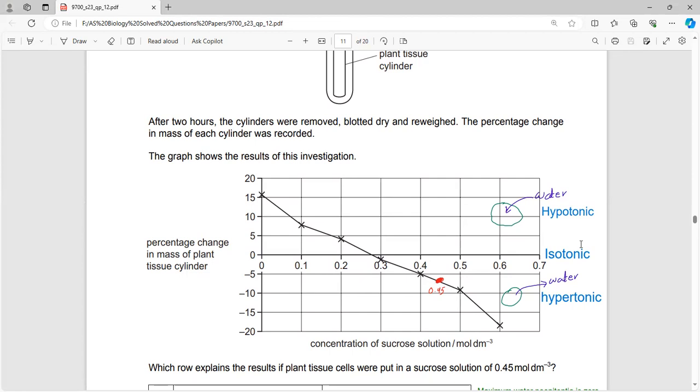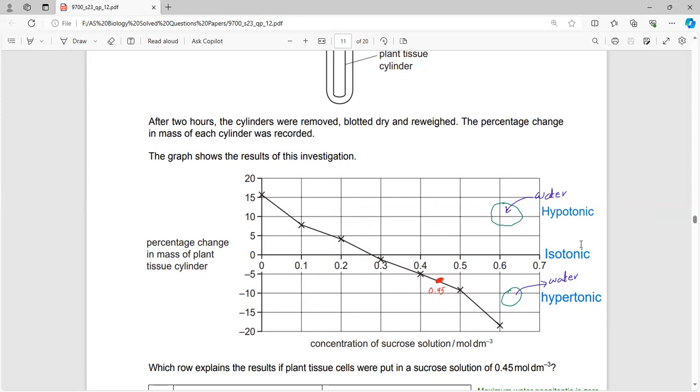If you increase the concentration of the sucrose from 0 to 0.1, then 0.2, then 0.3, the rate of inflow of water is decreasing, so the mass is also decreasing. But at the point where it crosses the middle line, this is the isotonic environment. In this environment, the concentration of salt inside the cell is equal to the outside, so there's no change in the mass of the cell. Why? Because the movement of water molecules from outside to inside will be equal to the movement from inside to outside.